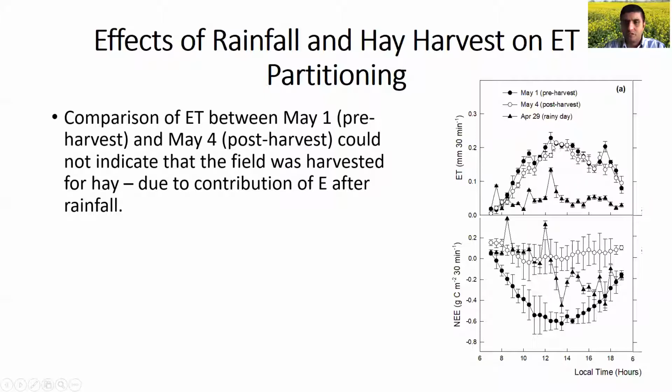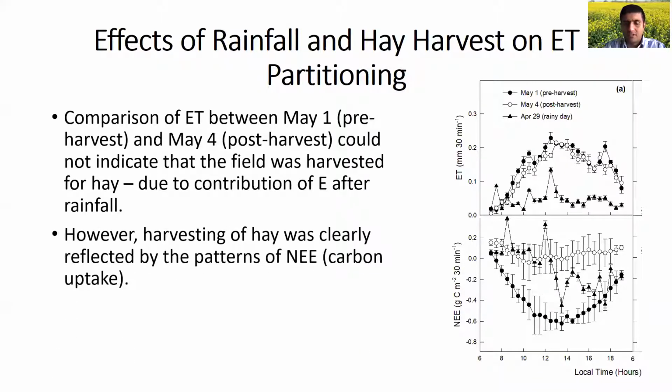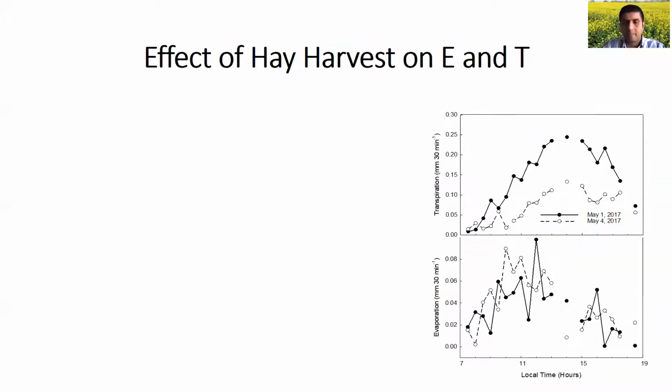then you barely see the difference because there was heavy rain on April 29. Because of that, the soil was wet and there was lots of contribution from E. So whether pre-harvest or post-harvest, the ET values were similar. And harvesting of hay was clearly reflected by the carbon uptake. If you look at the bottom figure, the gain of carbon by the system was substantially different during pre-harvest and post-harvest. Effect of hay harvest on E and T.